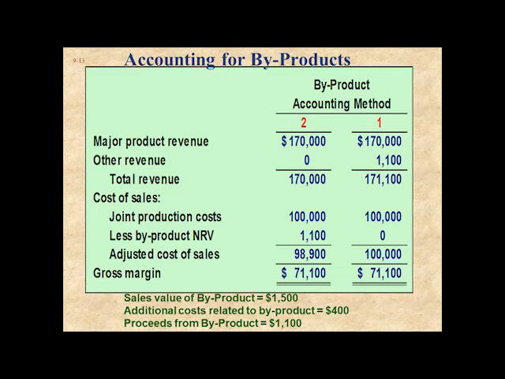In number 2 example, what we're doing is we're taking our joint cost and we're reducing them by the amount of the proceeds that we get from the byproduct. So this is one approach. Approach number 1, instead of using the proceeds to reduce the joint cost, the proceeds are going to be shown as other revenue in the revenue section of the income statement. So in either case, the gross margin remains the same.